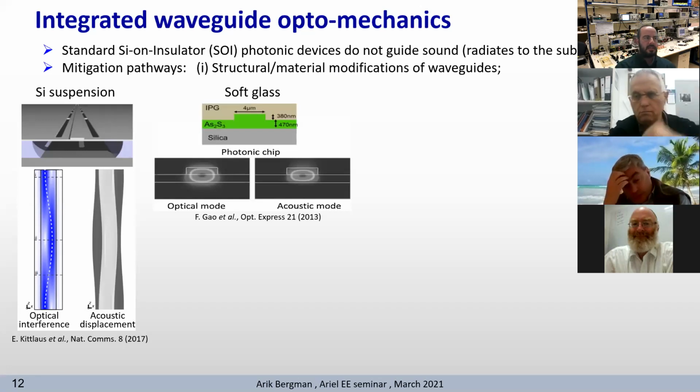An alternative solution is to replace the silicon with soft chalcogenide glass, which has high refractive index and relatively low stiffness, thus allowing the confinement of both optical and elastic waves by total internal reflection.